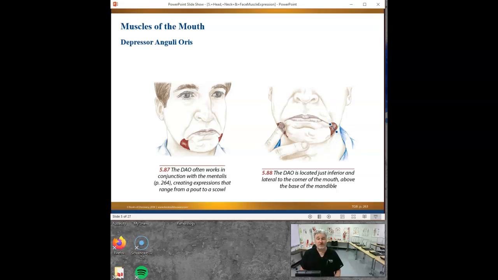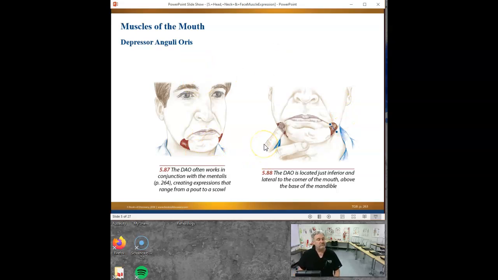Here's depressor. We know depressors bring down. Anguli oris. Think about what this is saying. You know what a depressor does? Down. Anguli, the angles of the oris, the mouth. This muscle depresses the angles of the mouth for when you're sad. Yeah, for when you are depressed.